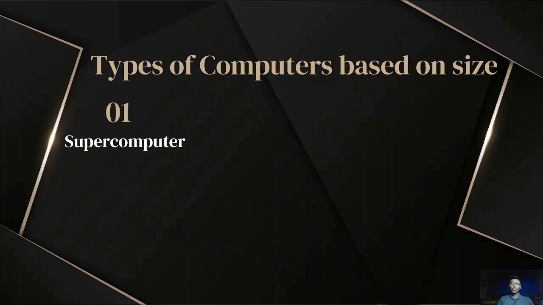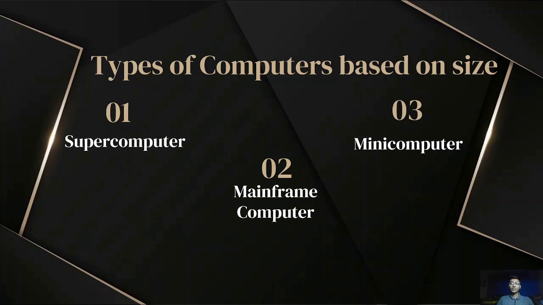The first type of computer is the supercomputer, which is the largest among all types. The second type is mainframe computers, which are quite smaller than supercomputers. This will be discussed later. The third type is minicomputers, which are quite smaller than mainframe computers. The fourth type is workstation computers, which are smaller than minicomputers.